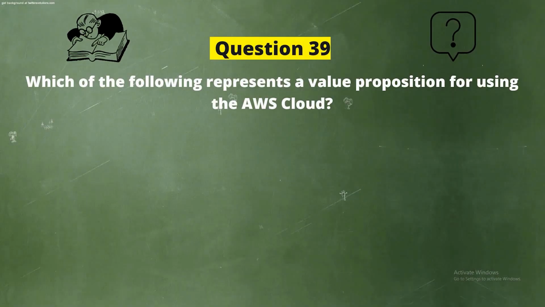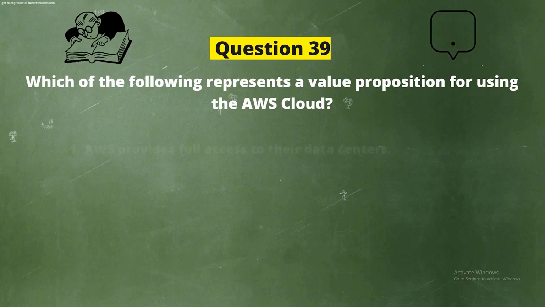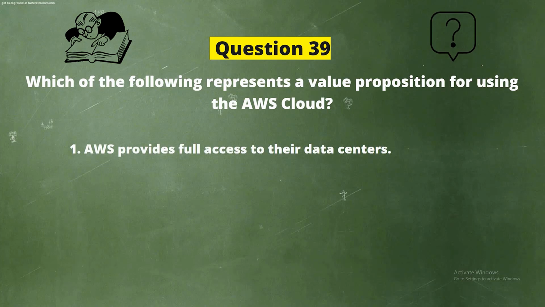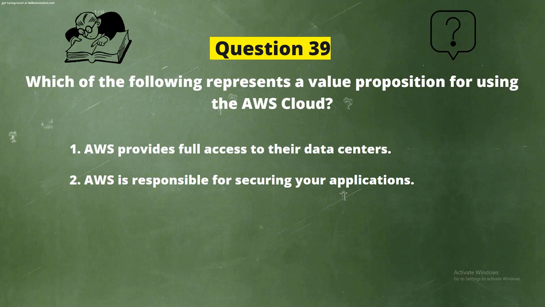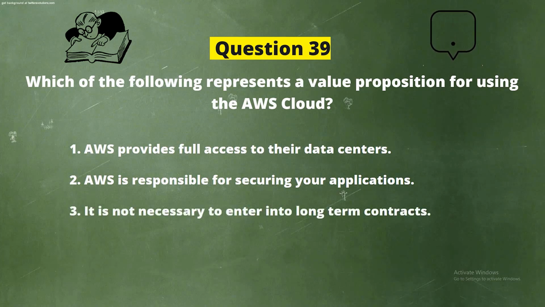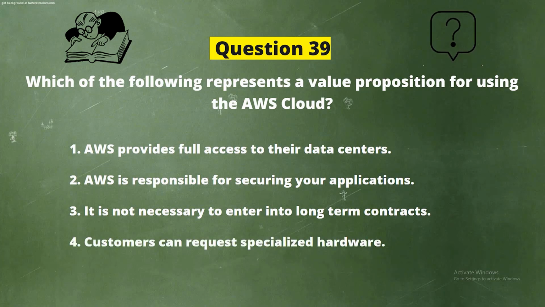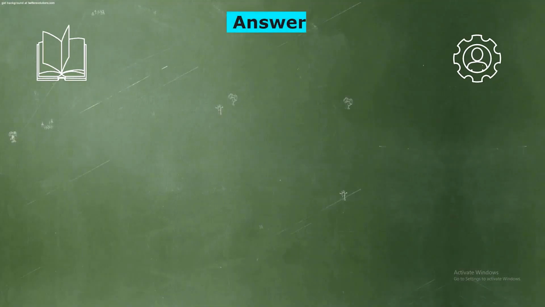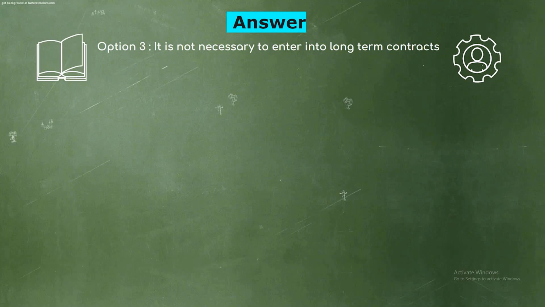Next question. Which of the following represents a value proposition for using the AWS cloud? And the options are: Option 1. AWS provides full access to their data centers. Option 2. AWS is responsible for securing your applications. Option 3. It is not necessary to enter into long-term contracts. Option 4. Customers can request specialized hardware. And the correct answer is Option 3. It is not necessary to enter into long-term contracts.